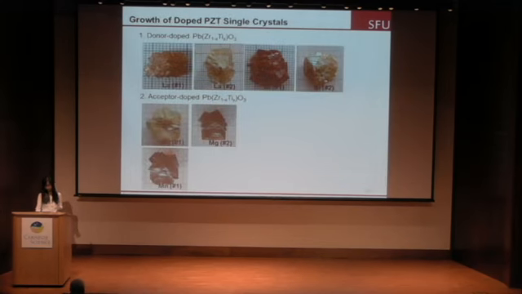In general, single crystals have much better properties than their ceramic counterparts. So in our group, we also tried to grow doped PZT single crystals by both donor and acceptor doping. In terms of donor doping, we've tried lanthanum and bismuth, and for acceptor doping, we tried magnesium and manganese. Here are a few crystals we've obtained.